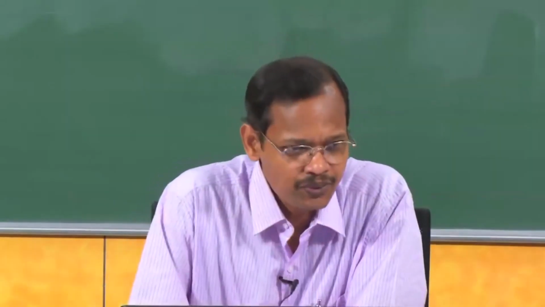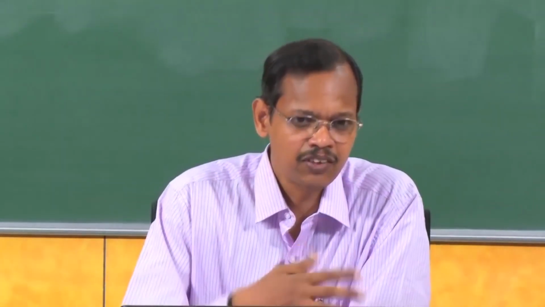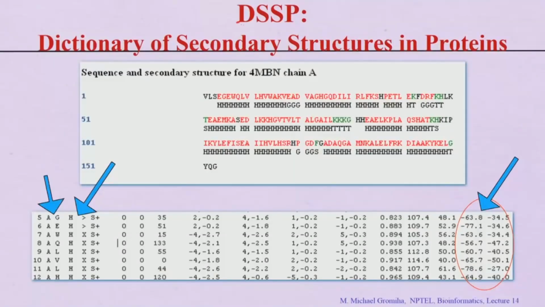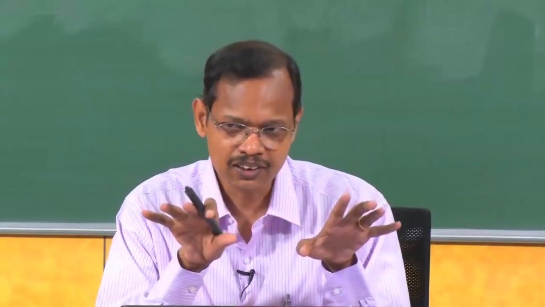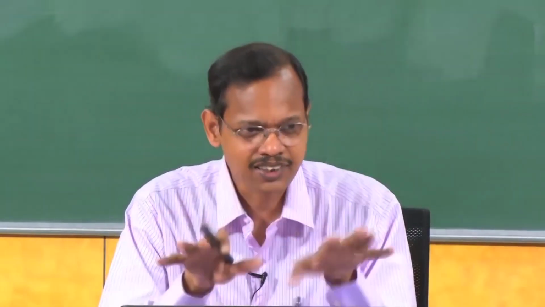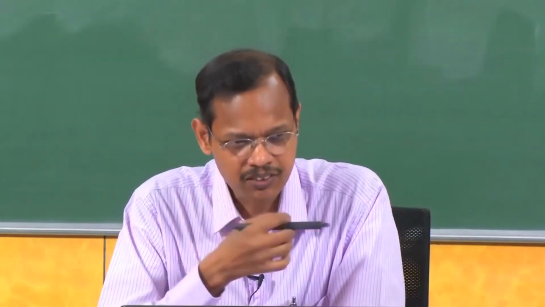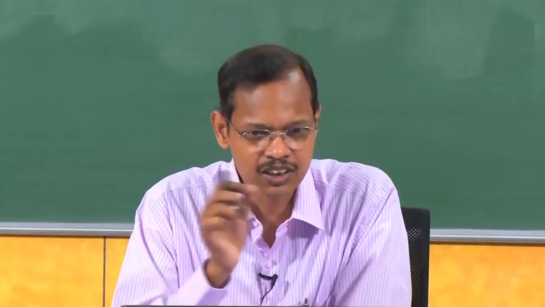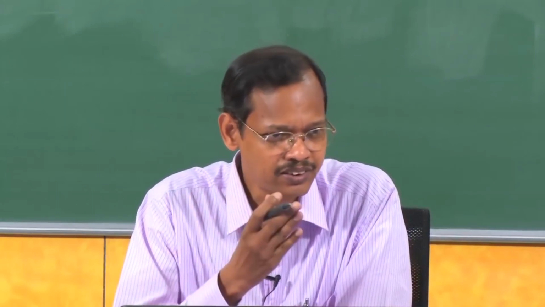So, in 1983 Kabsch and Sander developed a program called DSSP, the Dictionary of Secondary Structure of Proteins, to analyze the known 3D structures. Here they are not doing any prediction. They take the real structures from the Protein Data Bank, check the hydrogen bonding pattern, and then they have the five angles.